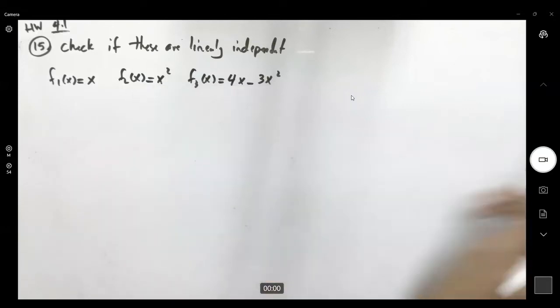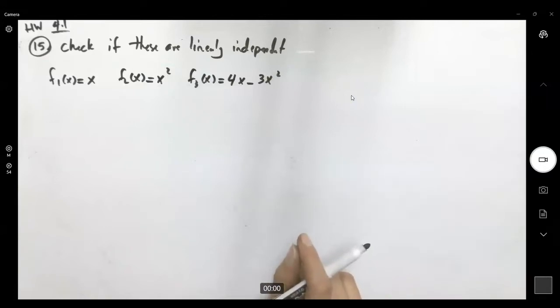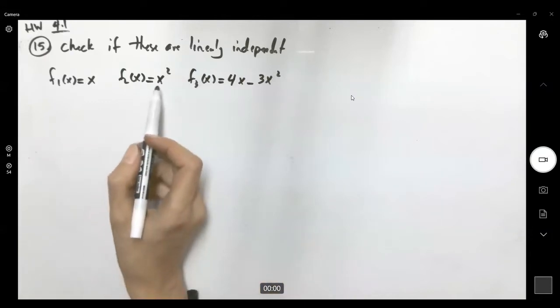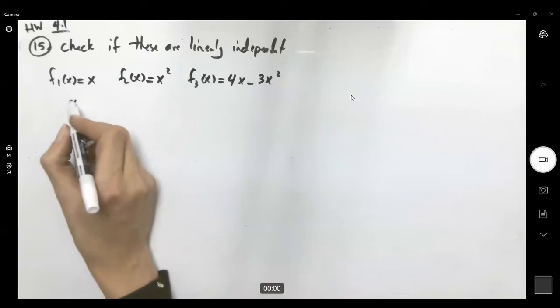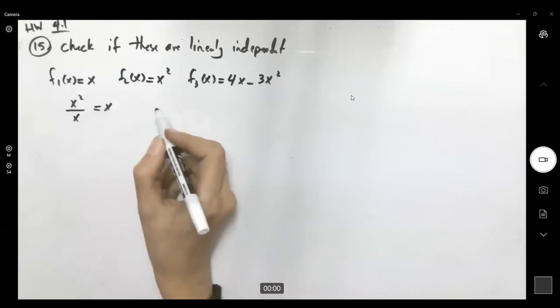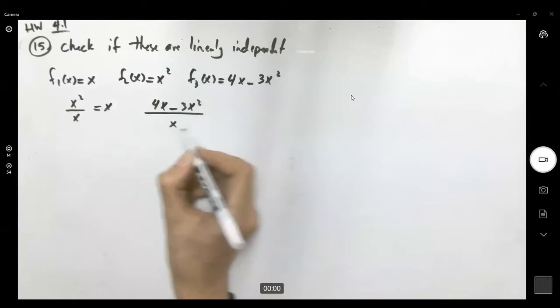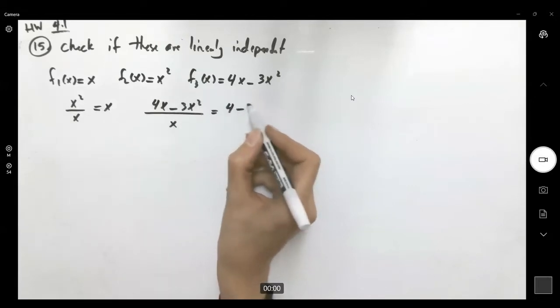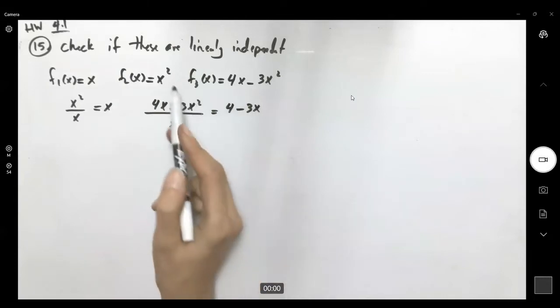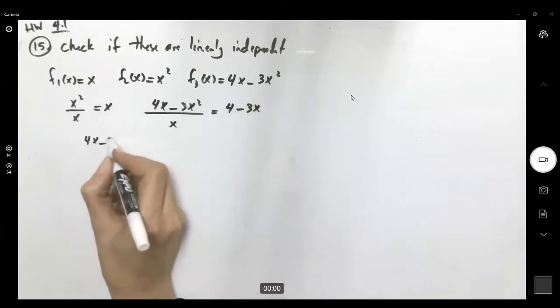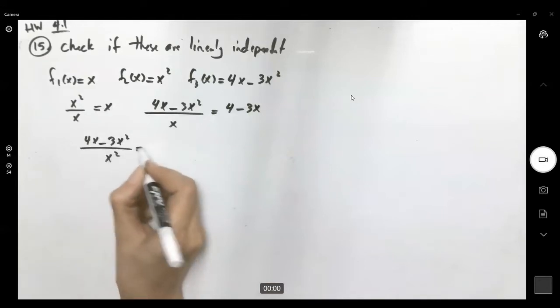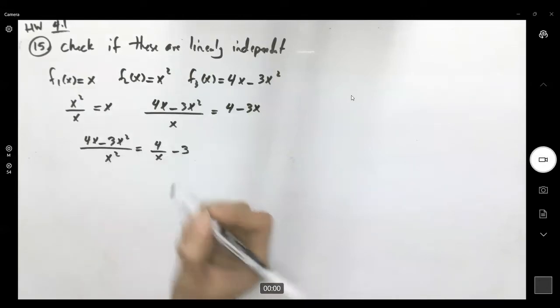By looking at these functions, you can check the ratio. If the ratio is equal to a constant, then you can say that they are linearly dependent or not. So the division between these two, you get x squared over x, which is x. The division between 4x minus 3x squared divided by x gives you 4 minus 3x. The division between 4x minus 3x squared over x squared gives us 4 over x minus 3.